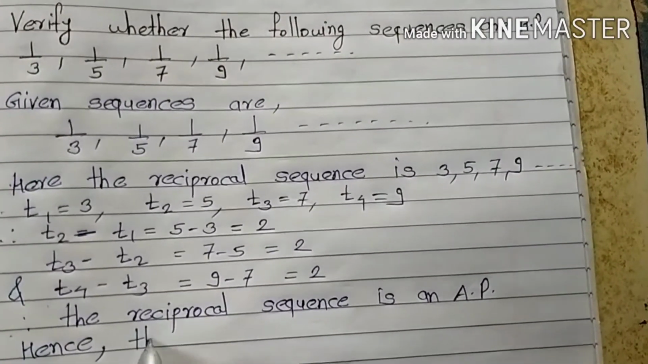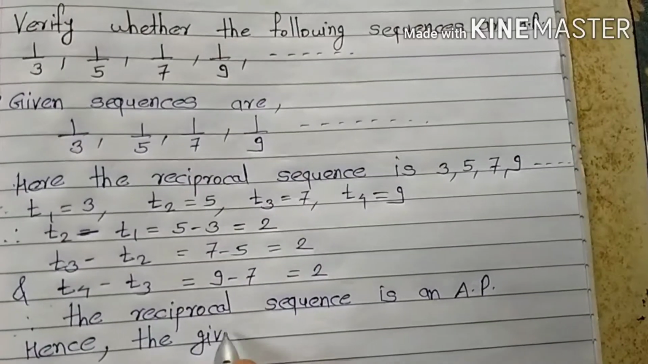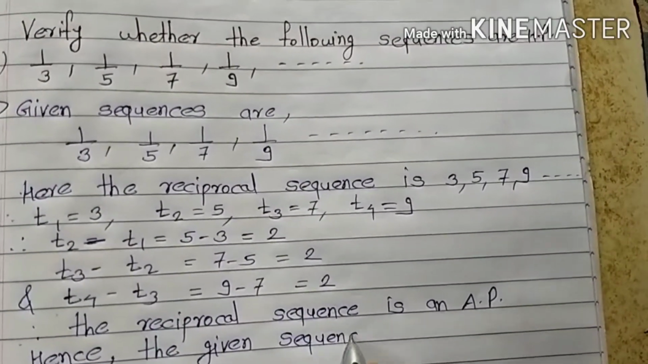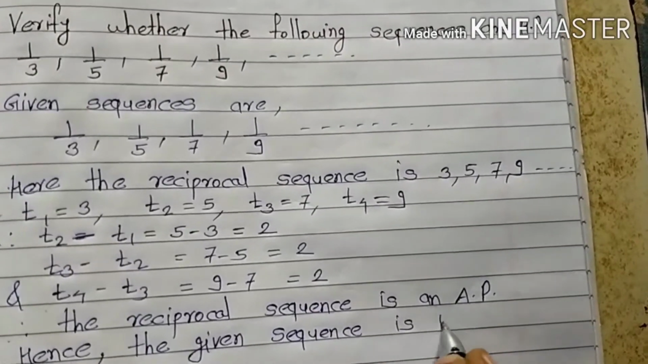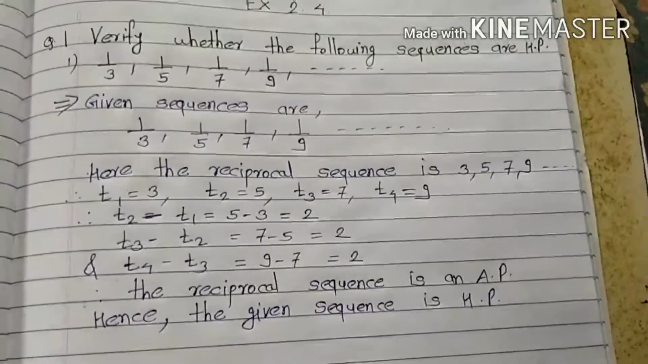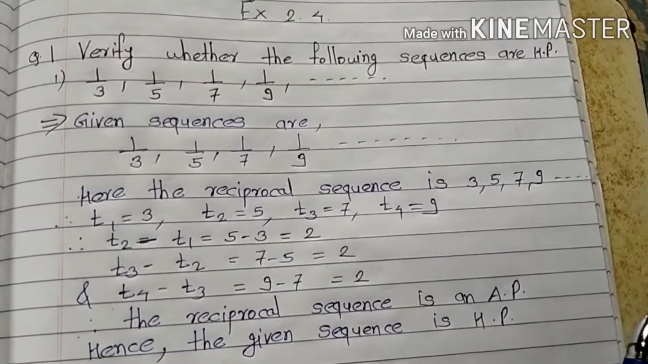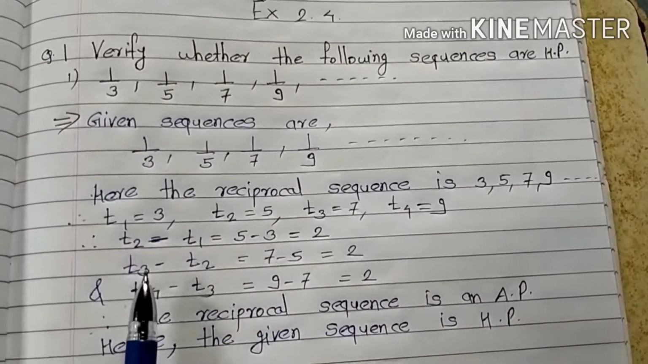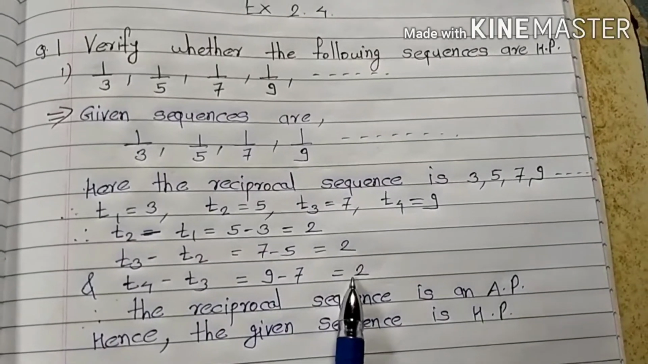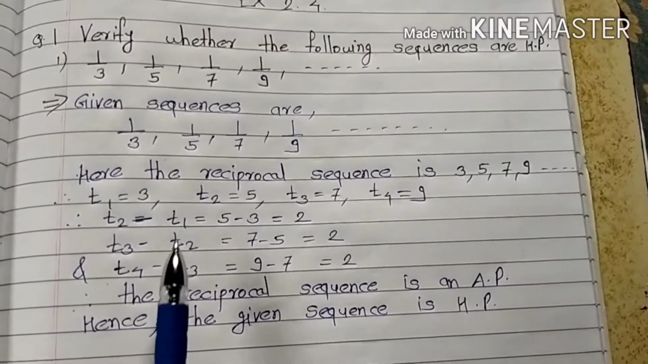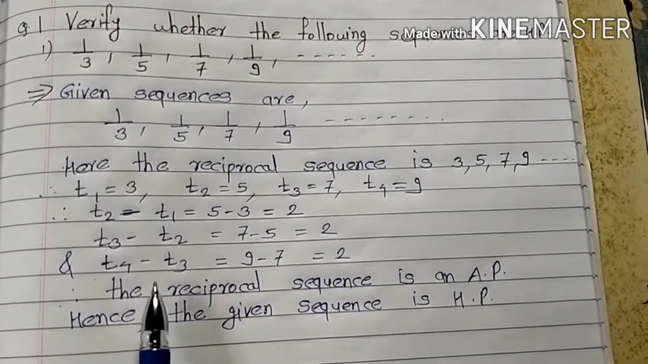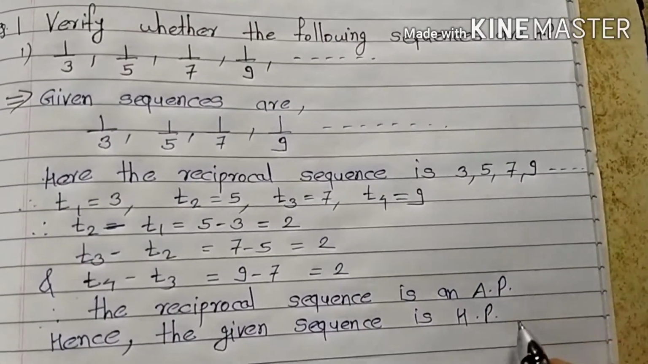Hence the given sequence is HP. So it is a very simple proof. First take the reciprocal of the given sequence, then find whether the difference is constant, and then if the reciprocal sequence is AP, the given sequence is HP. So this is our proof.